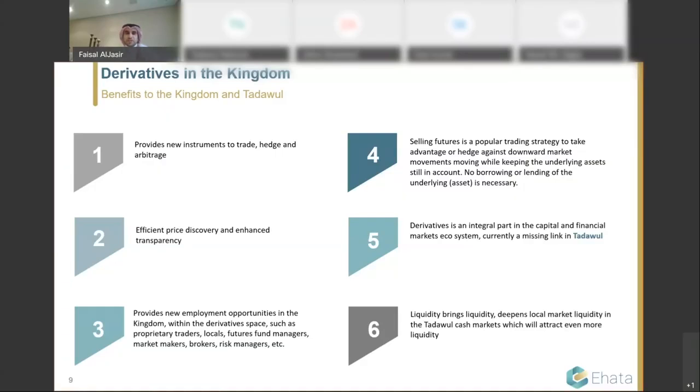Second, we have efficient price discovery and enhanced transparency. And what does that mean? An important aspect of derivatives trading refers to information transmission. That is because the mechanism of information transmission plays a central role in achieving financial market efficiency. What we mean here is that the quicker new information is incorporated in asset prices, the higher the information efficiency of financial markets. This also can be called price discovery.